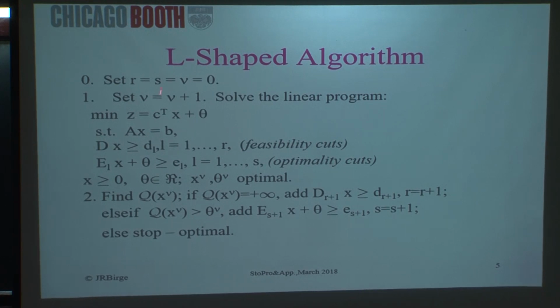The algorithm says, on each iteration, you solve a problem. Theta is taking the place of Q, and theta has to meet a certain set of conditions. Theta is greater than or equal to some set, so it's E_L minus a matrix E_L times X, or a vector E_L times X. So theta has to meet these conditions.